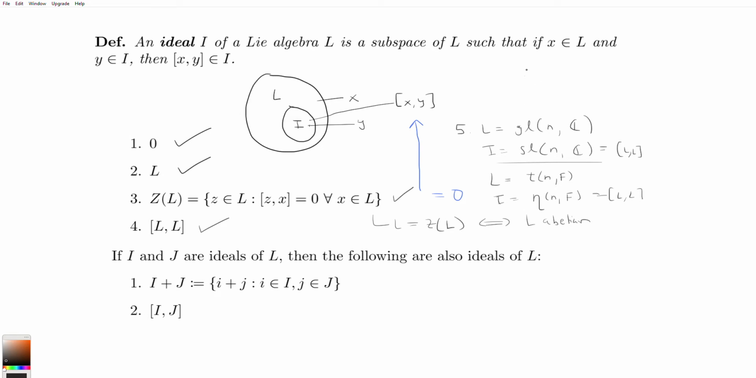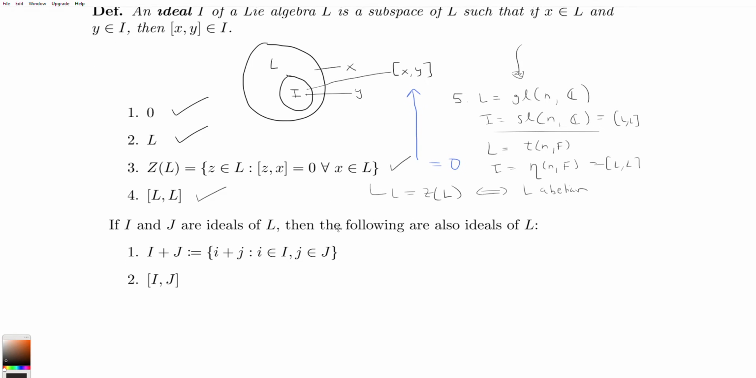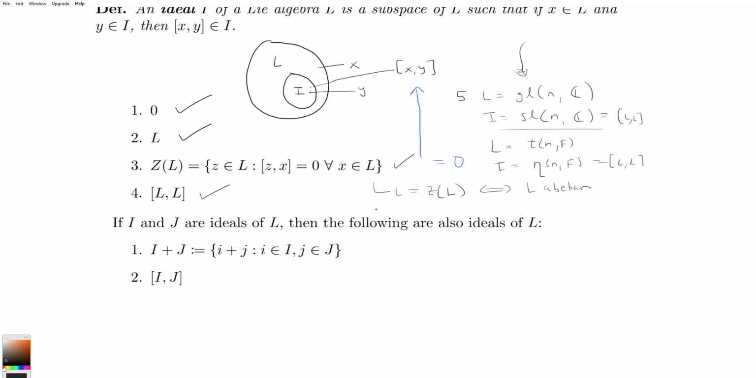So you should verify this. Verify that the special linear algebra is the derived algebra of the general linear algebra, and verify that the strictly upper triangular matrices form the derived algebra of the upper triangular matrices. Okay, and so now we can talk about some simple things that we'll use later on.